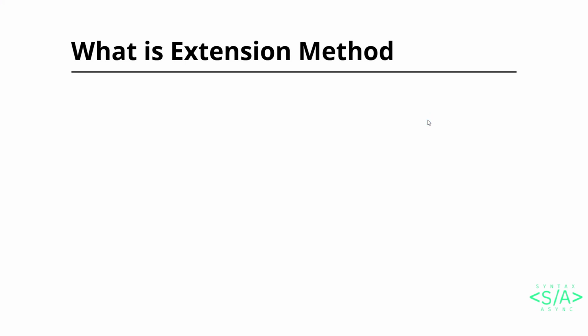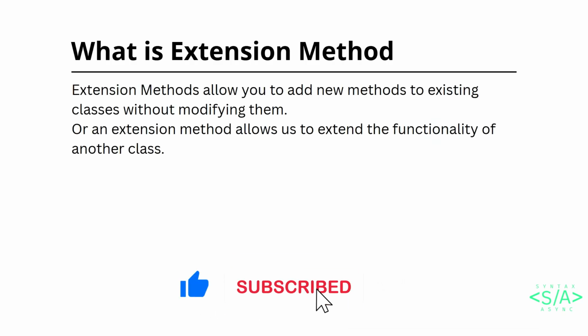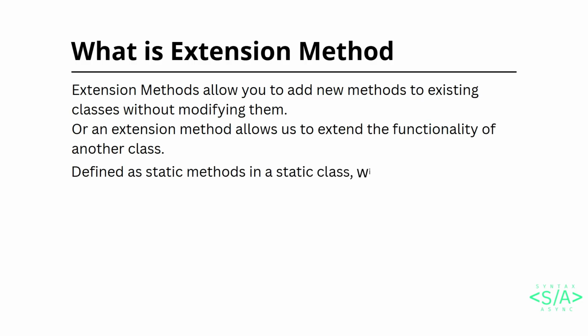In today's video, we are going to learn extension method. So what is extension method? Extension method allows you to add a new method to existing class without modifying them. Or you can say that an extension method allows us to extend the functionality of another class. It is defined as a static method in a static class with this keyword before the first parameter.